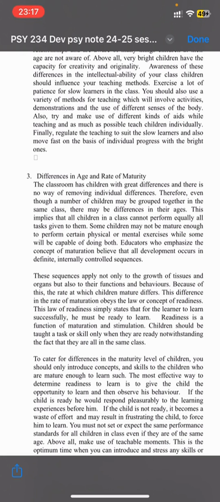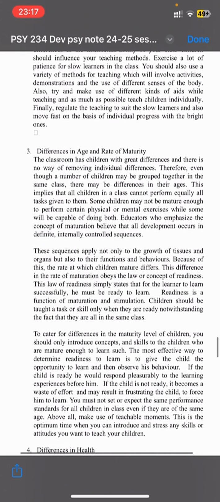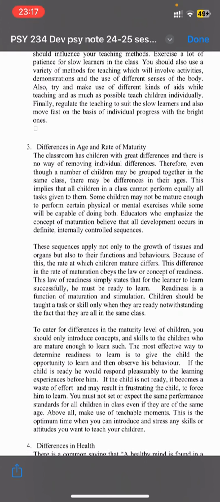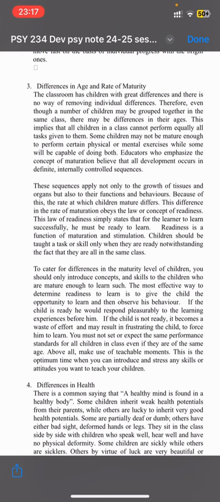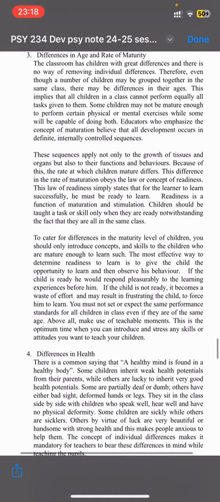Educators who emphasize the concept of maturation believe that all development occurs in definite and internally controlled sequences. Now, to cater for differences in maturity level, you should only introduce concepts and skills to the children who are mature enough to learn such. Exactly. So the person who is mature enough to do that, give it to him. So don't give everybody the same thing in class and expect, why did you fail? You're dumb, bleed the child. No. The child's level of maturity is different from the other person.